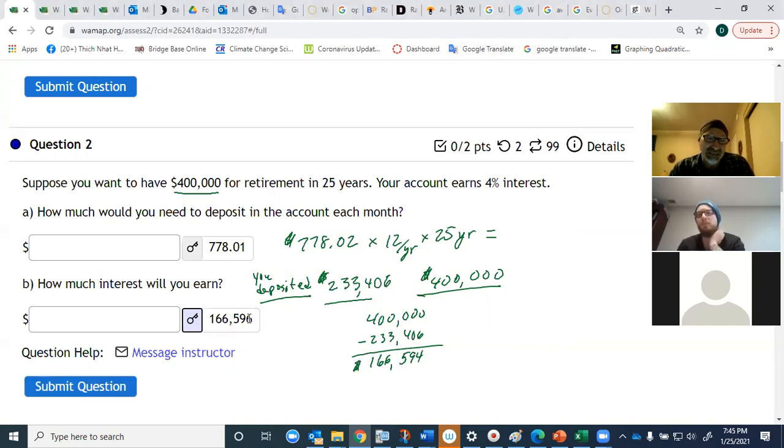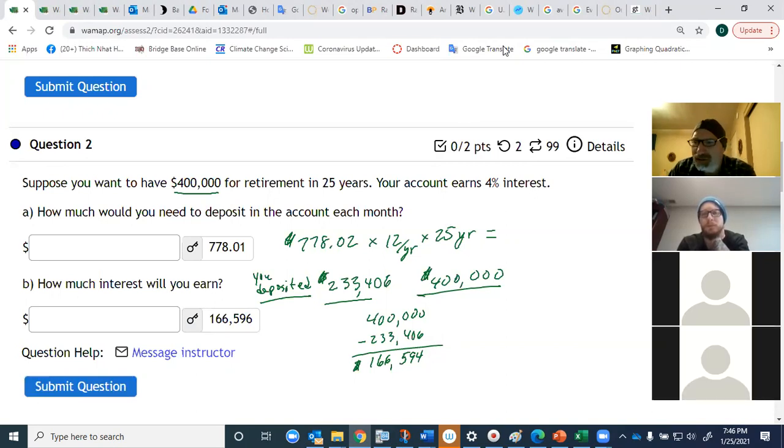This is closer to it. But anyway, does that make sense to everybody? Are there any questions about that? I have a question. How would you express it though, like in a math equation, without using that calculator?